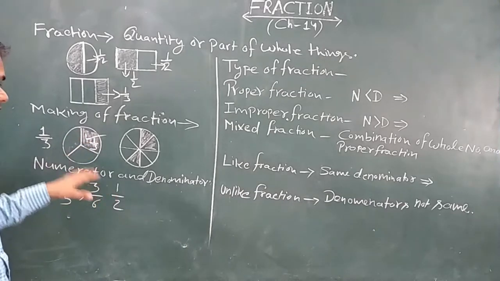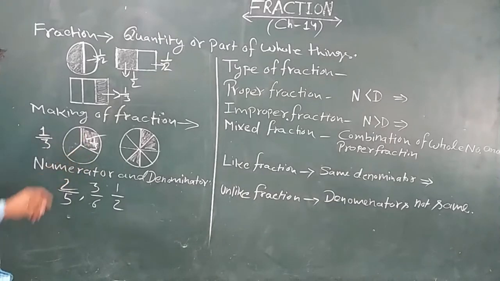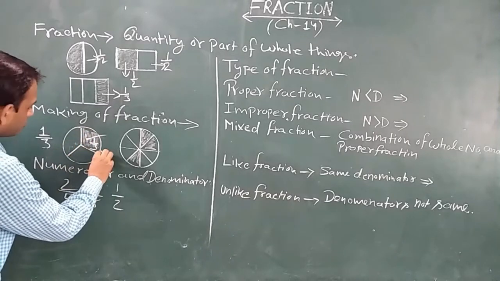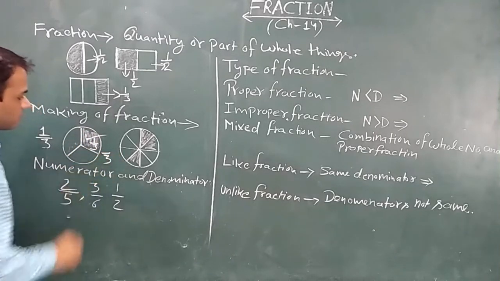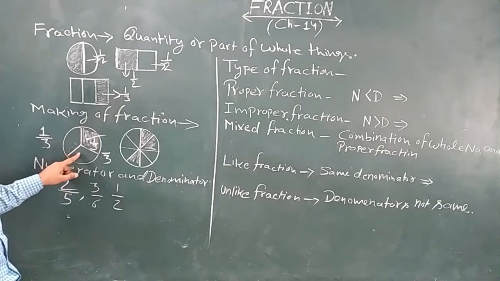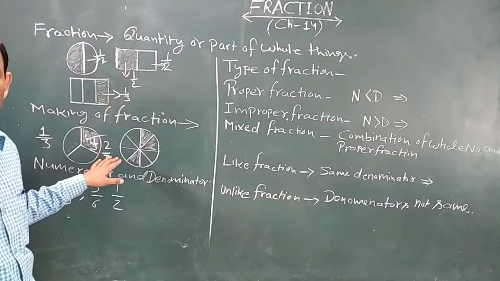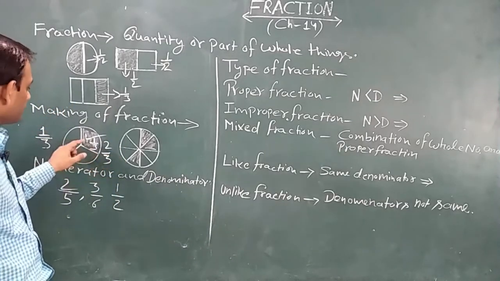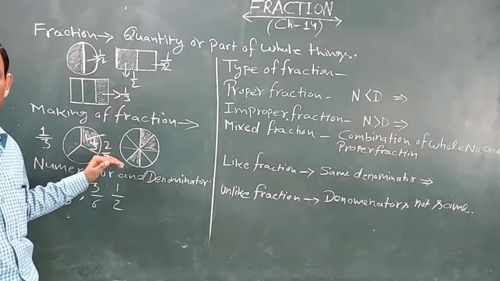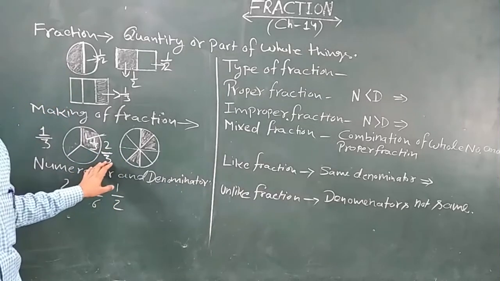If we talk about the unshaded part, what is the fraction of the unshaded part? Similarly, we will write how many total parts are there? 1, 2, 3. The total part is always written below the line, and how many unshaded parts are there? 1, 2. So we will write 2 above the line. The part we are talking about, we write above the line, and the total part is always written below the line.